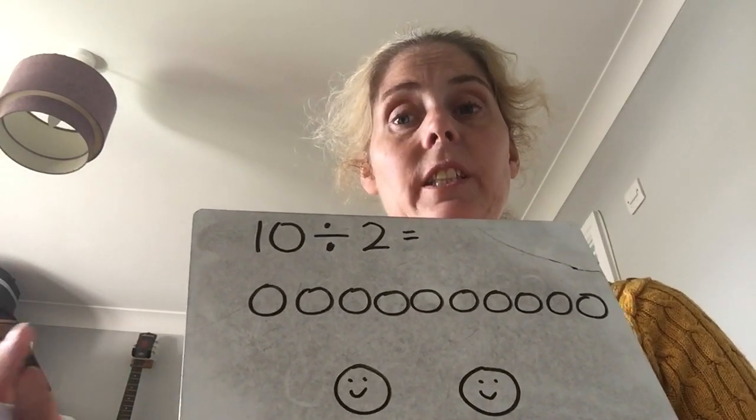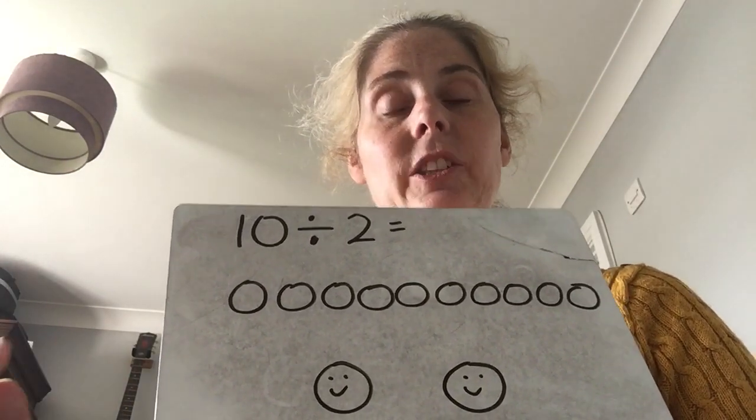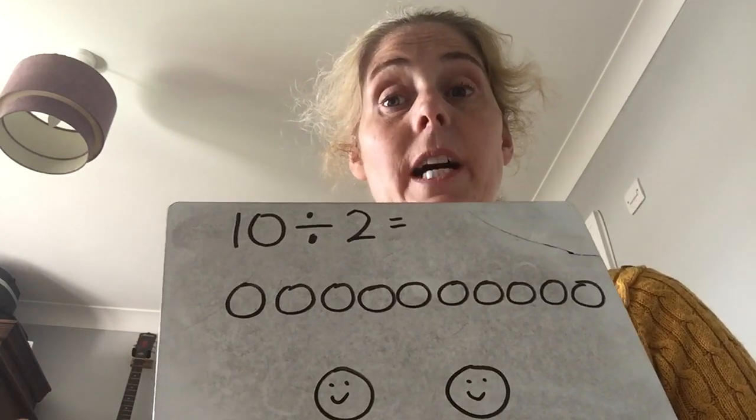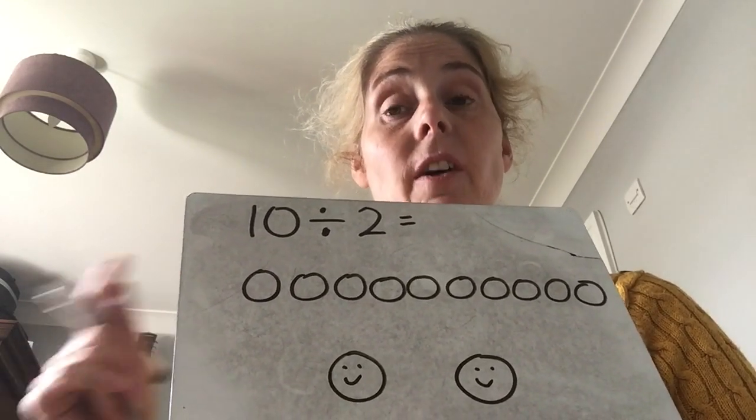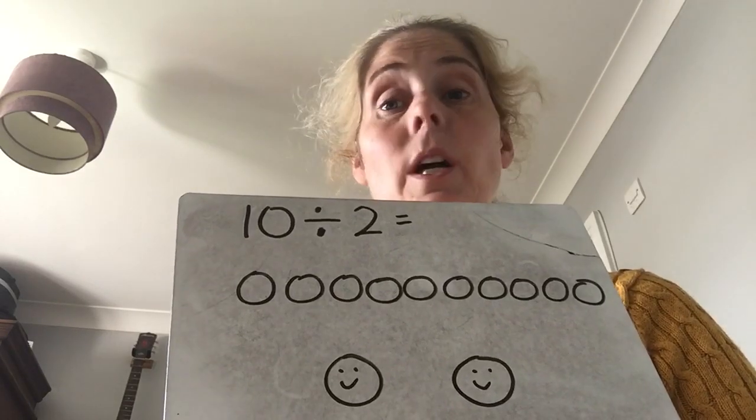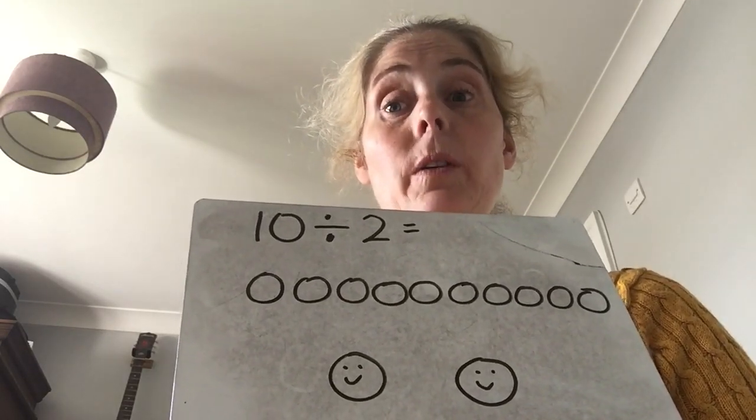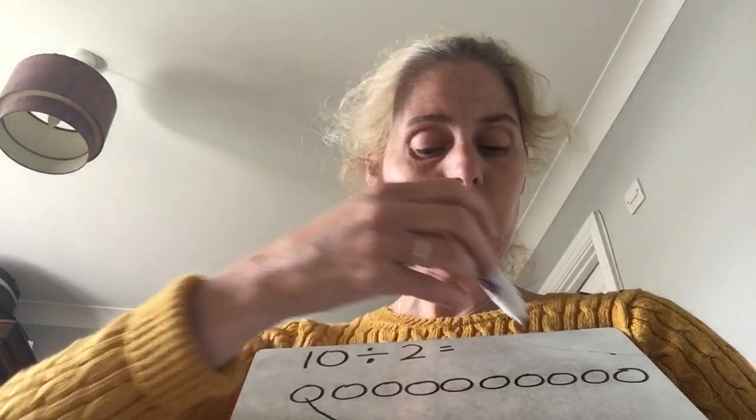Bit like the sides of a square. It has to be equal, otherwise it's not a square. The same with dividing, with sharing. It has to be equal, otherwise it doesn't work. Okay, so it must be equal. So again, we're going to go 1 for you, and if you want to, because you've only got 2, you could do 1 from each end.